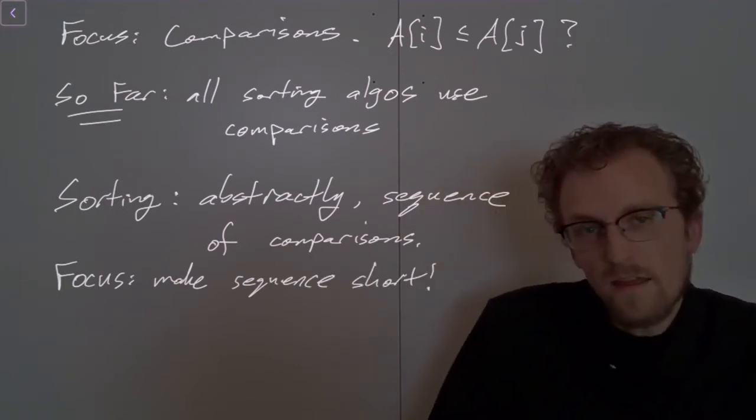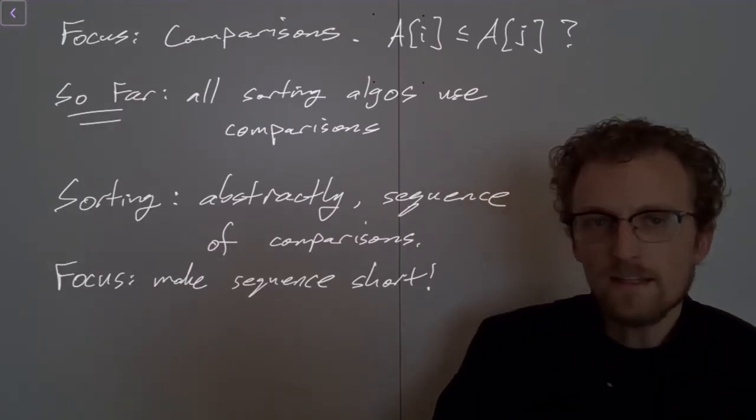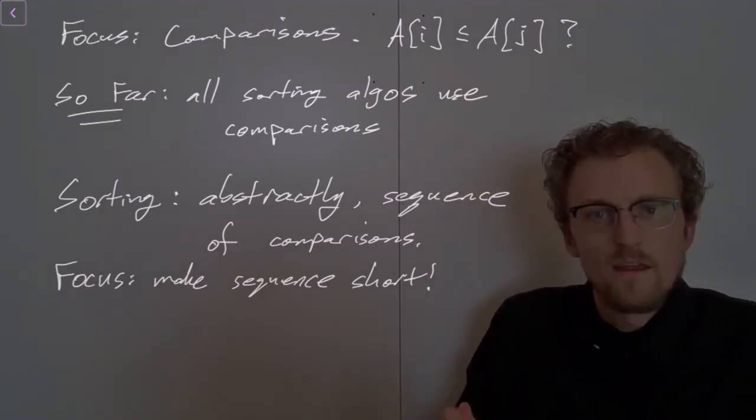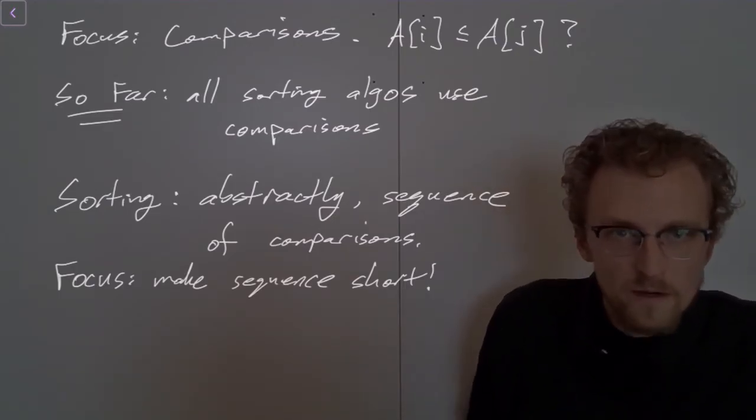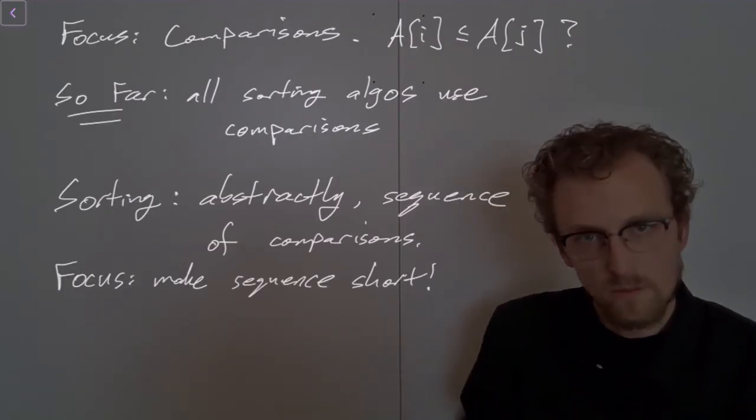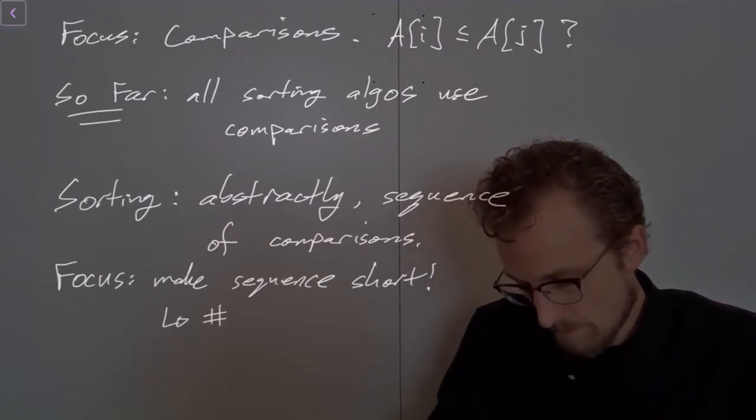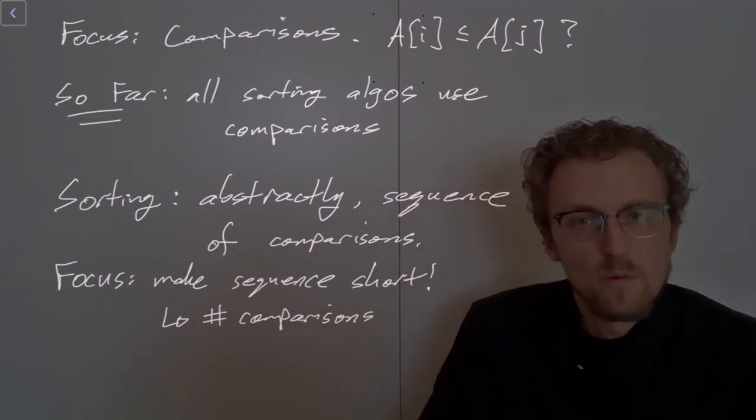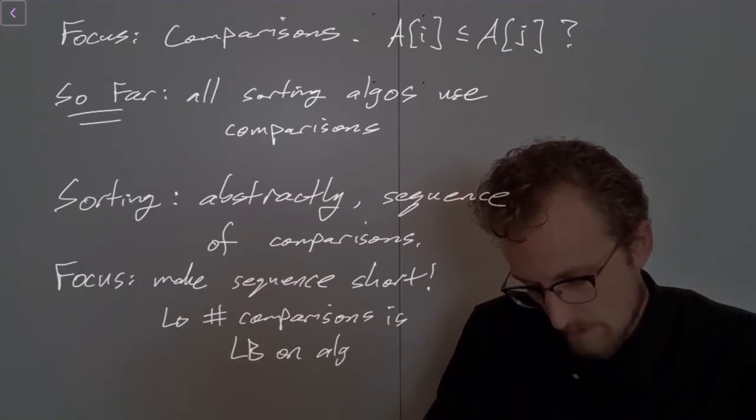Because if I can identify a lower bound on the number of comparisons, and I can say it takes at least this many comparisons to sort an array, at least if I'm using comparisons, then that gives me a lower bound on the algorithmic complexity. Because if the algorithm is using comparisons, then it can't be any faster than the number of comparisons. So the minimum number of comparisons is a lower bound on algorithmic complexity.